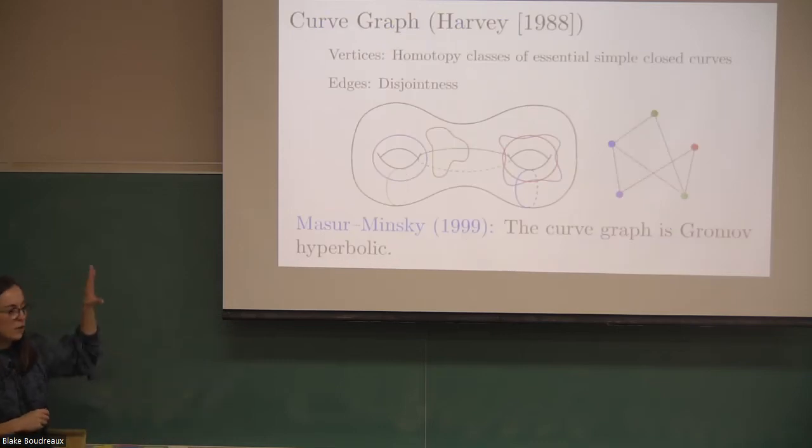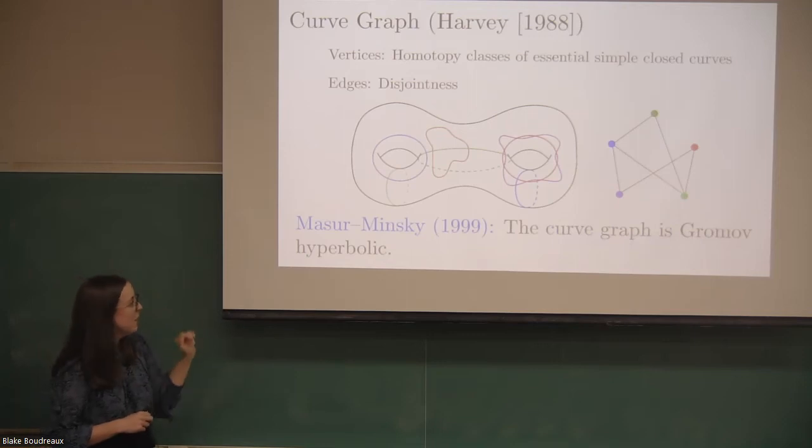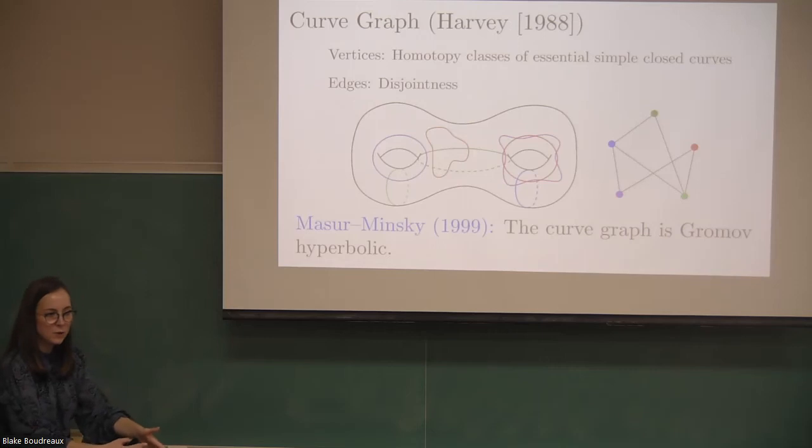A nice fact about the curve graph, which was proven by Masur and Minsky, is that the curve graph is Gromov hyperbolic. So the mapping class group, what we saw earlier, is that it acts on the curve graph. So the mapping class group acts on a Gromov hyperbolic space.